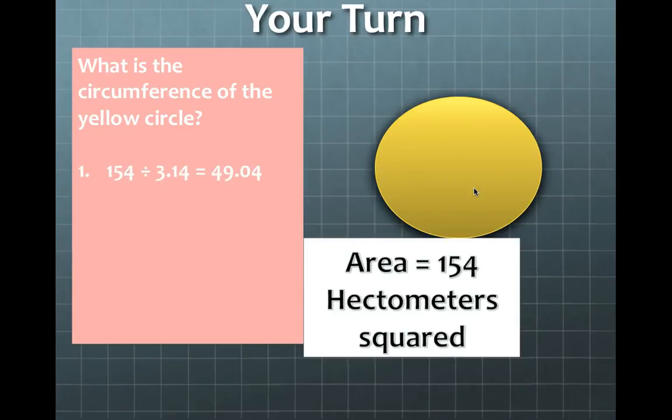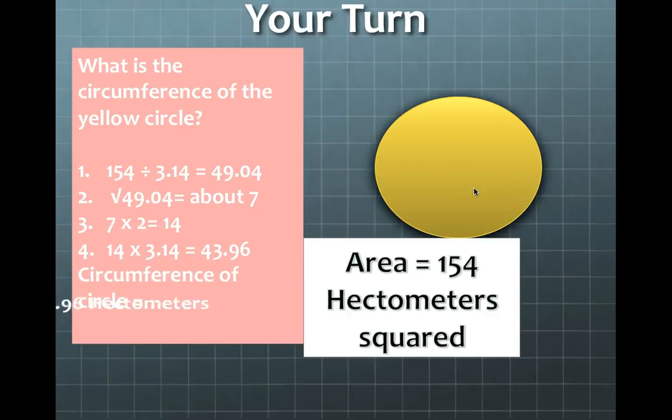Step number 1, you divide the area by pi. So I got approximately 49.04. Very close to 49. I then get the square root, and it's about 7. It's so close to 7, in fact, I'm just going to leave it as 7. The radius is 7. 7 times 2 is 14. 14 times pi gets me the circumference. 14 times 3.14 is 43.96, and that is the circumference of the circle.